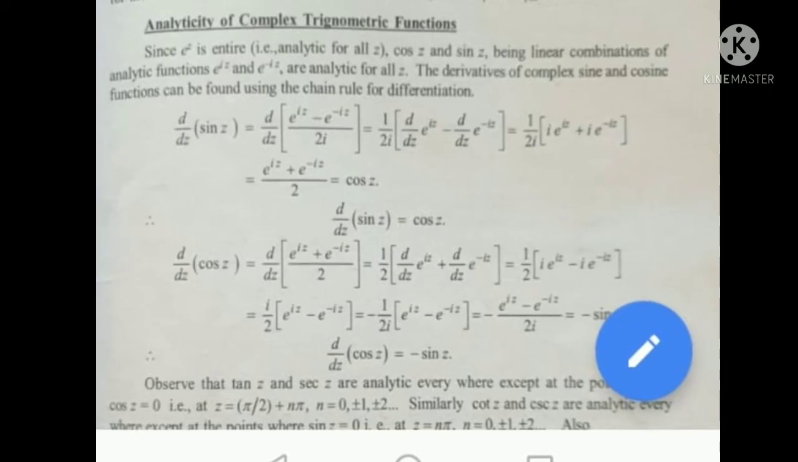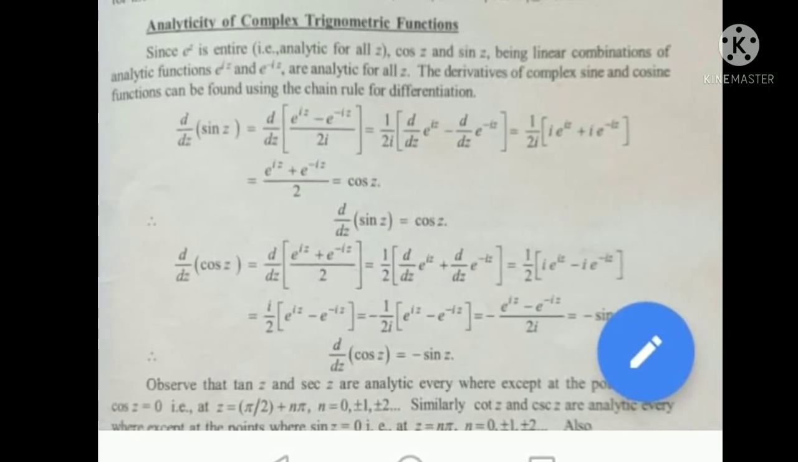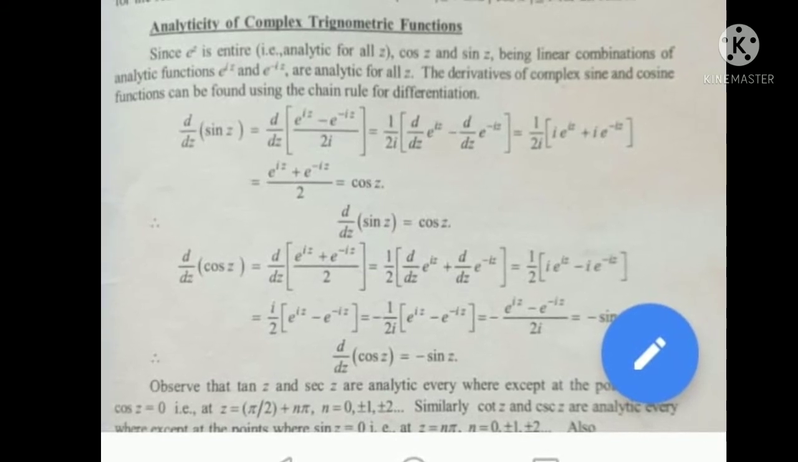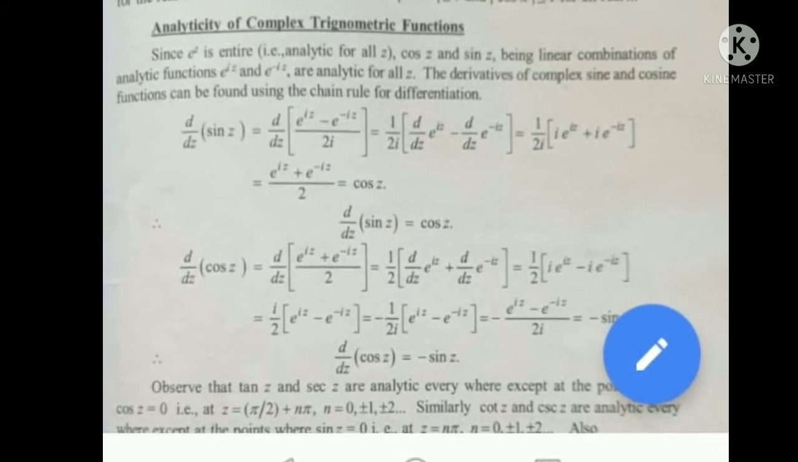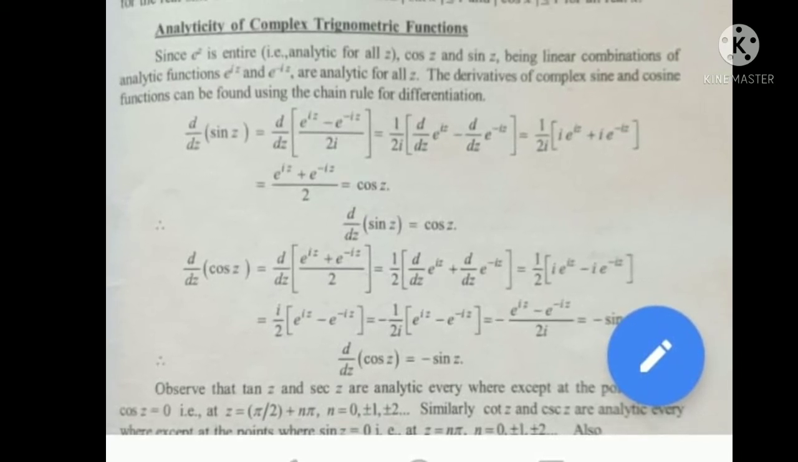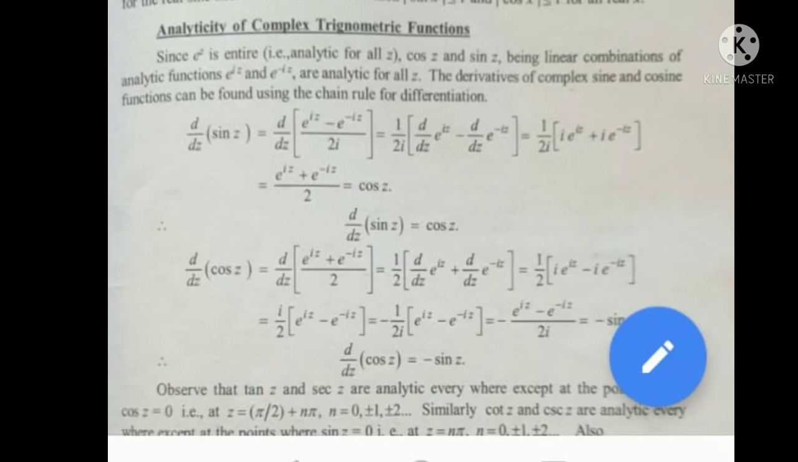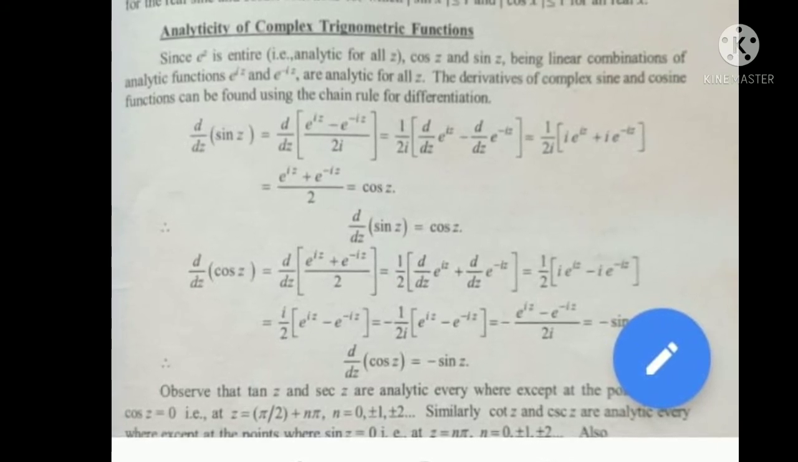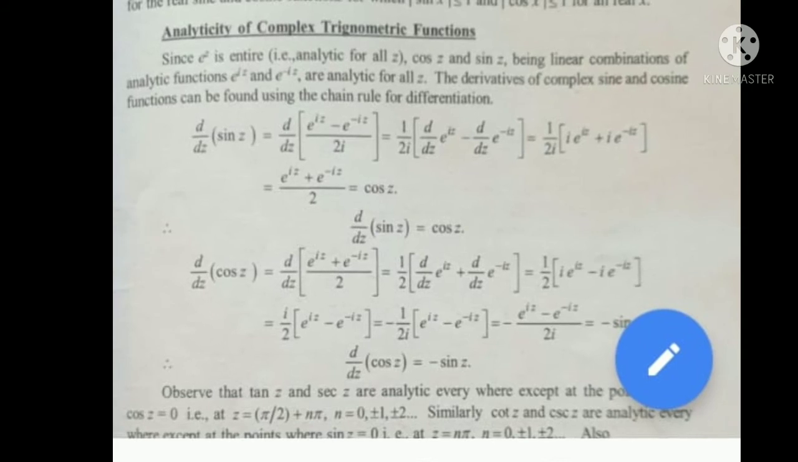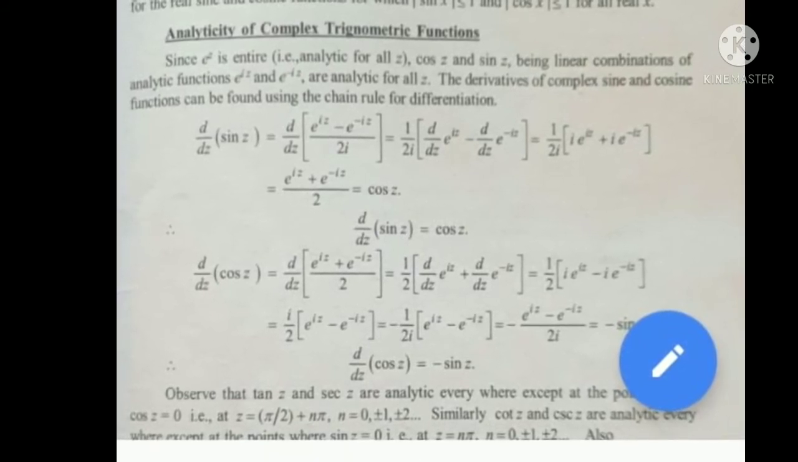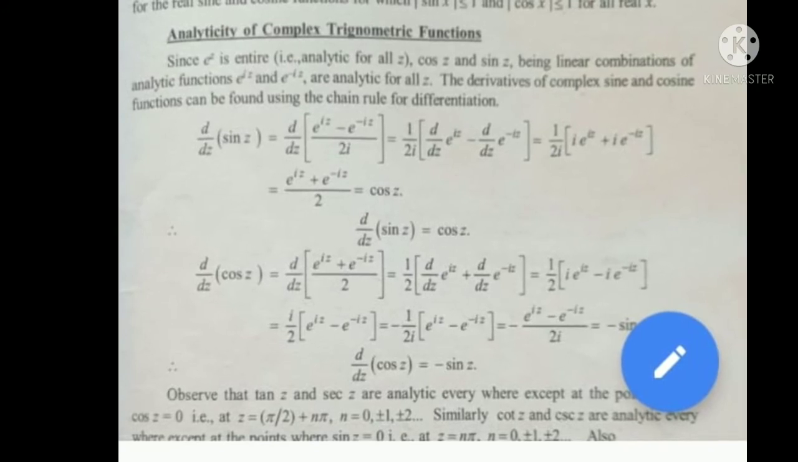Next, we are going to discuss analyticity of complex trigonometric functions. We know that e raised to z is an entire function, that is, it is analytic for all z. So, cos z and sin z, being linear combinations of the analytic functions e raised to iz and e raised to minus iz, are analytic for all values of z.